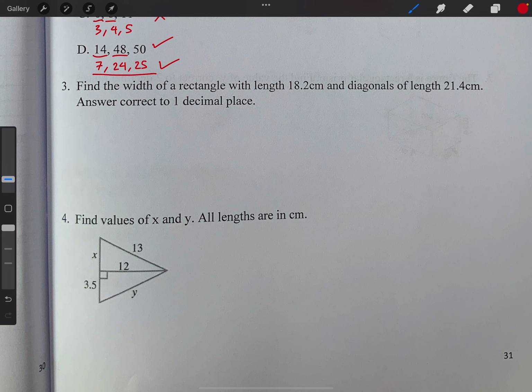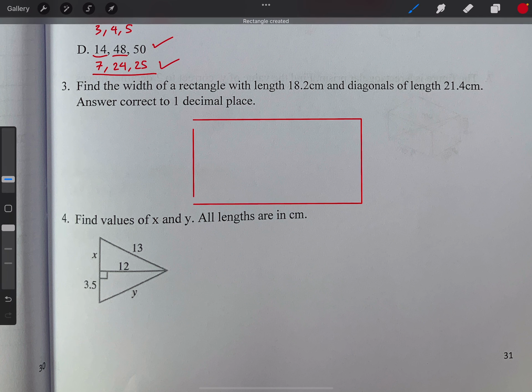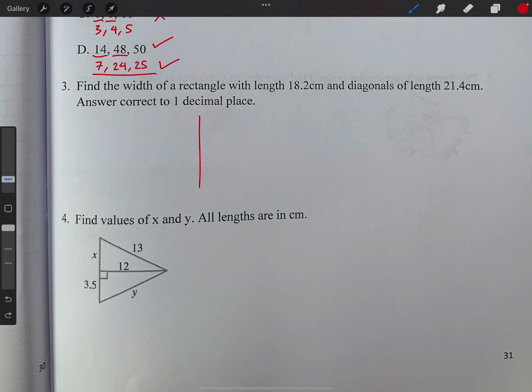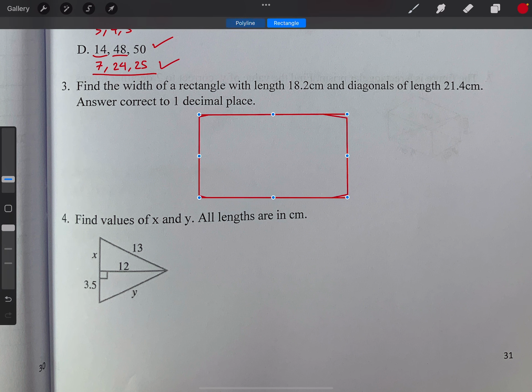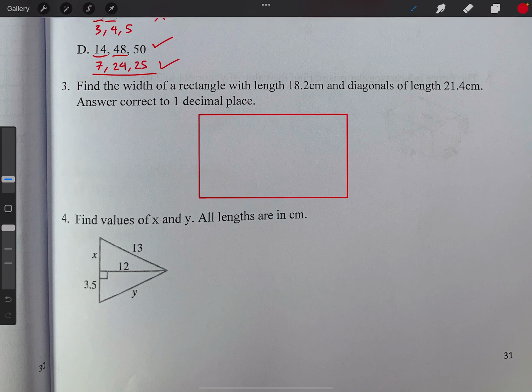Question 3. Find the width of the rectangle with length. Let me just draw this rectangle real quick. Don't know why it does that sometimes. It just doesn't connect. Here we go. Rectangle. Great. It says find the width, so we don't know what the width is. With a length of 18.2 centimeters and diagonal of 21.4.